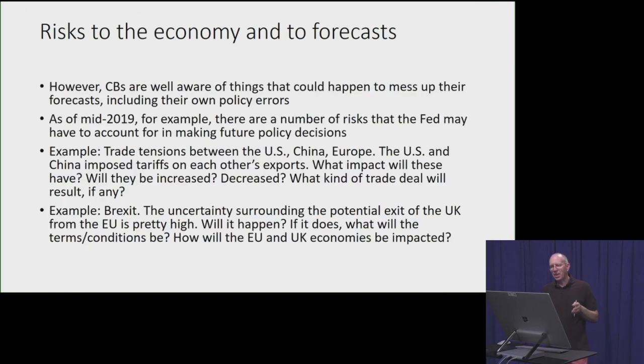But central banks, remember, have a lot of things that are outside of their own control. So let's do a couple of examples here as of mid-2019. Right now at the moment we have trade tensions between the US, China, Europe, and even other countries as well. For example, the US and China have imposed tariffs on each other's exports. The open question is, what kind of impact will this have on GDP and inflation? Will these tariffs be removed? Will they be expanded? How long will they carry on, etc.? And what kind of impact will this have on the overall economy of not just the US, but of the world? There's a lot of uncertainty there.